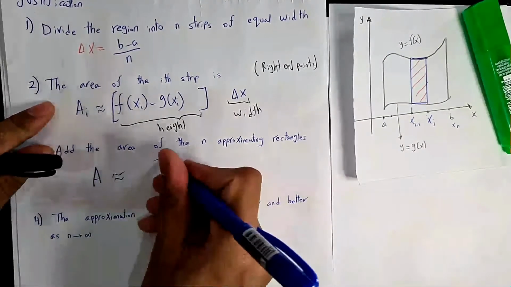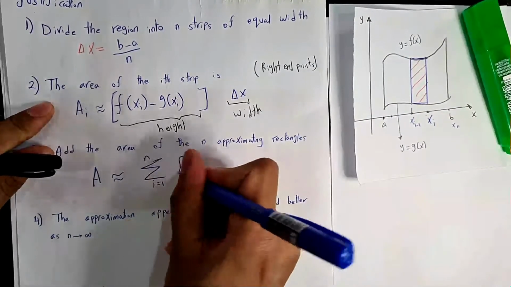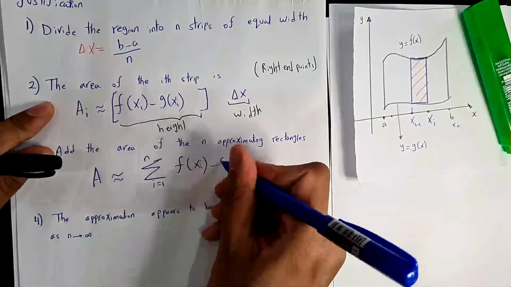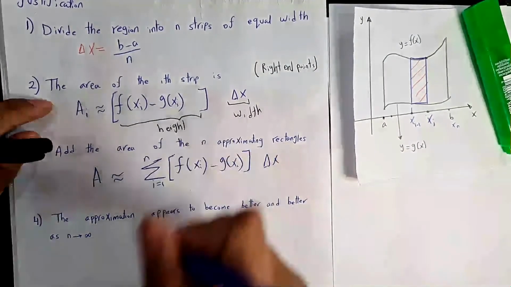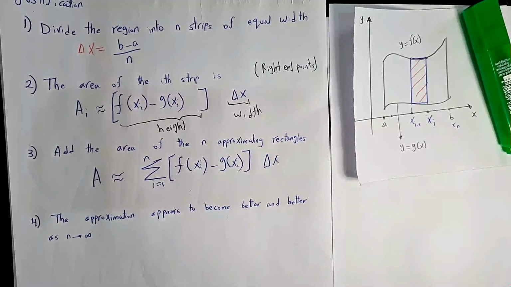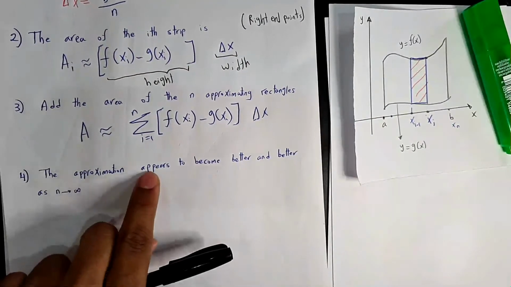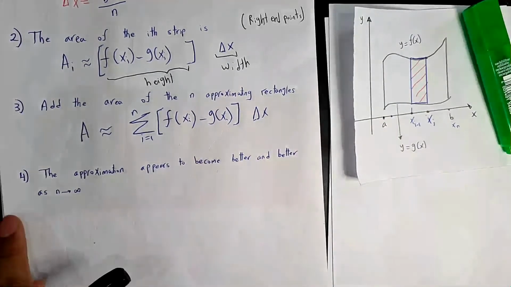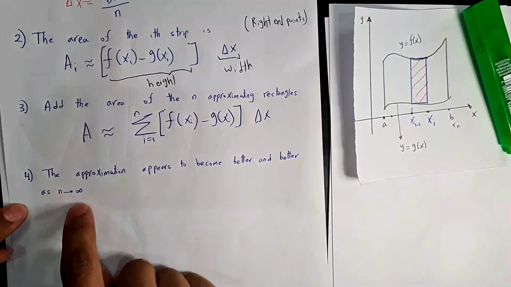The area A is approximately equal to the summation i equal to 1 up to n of f of xi minus g of xi times delta x. You just add them up: A1 plus A2, A3, etc. and until you get An. Number 4, the approximation appears to become better and better as n goes to infinity. If you have more rectangles, then the approximation will be better. If you need things to be exact, you need to push the number of rectangles to go to infinity.